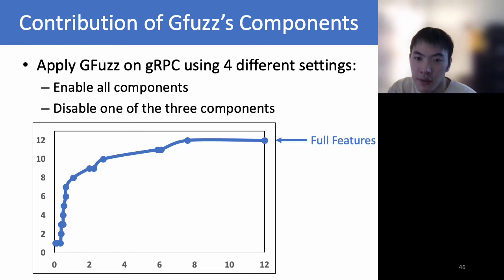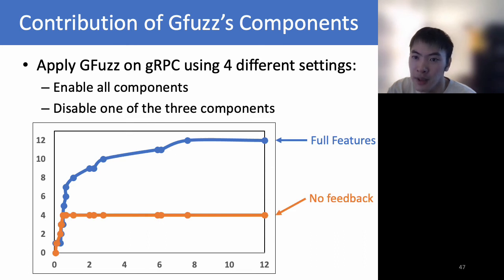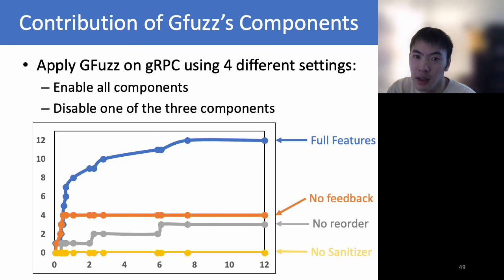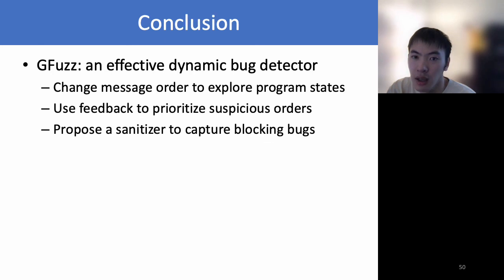First, the full-featured version of GFAS detects 12 unique bugs. Second, if we disable the use of execution feedback, GFAS detects 4 bugs in 12 hours. Third, if we disable the synthesizer, the Go runtime can help detect 3 bugs. Fourth, if we do not record concurrent messages, GFAS does not detect any bugs, and the full-featured version detects the most bugs, demonstrating the rationale of the GFAS components.